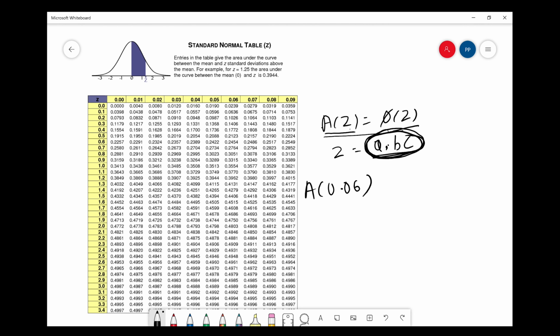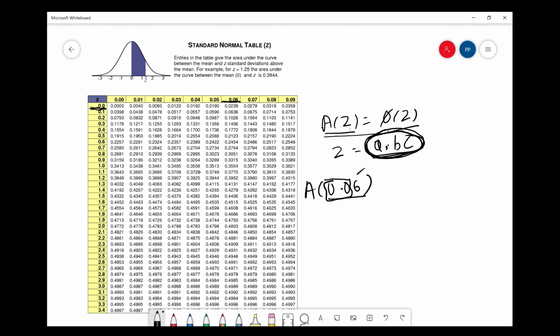Now let us consider finding A of 0.06. So this is the value of z. First we have to consider the value of z to the first decimal place. Here in this case it is 0.0. We have to look for that value in the first column, that is the z column, which is here, which I underlined. Next, look at the next one, 6. That is the second decimal place. That means you look for that 0.06 here.